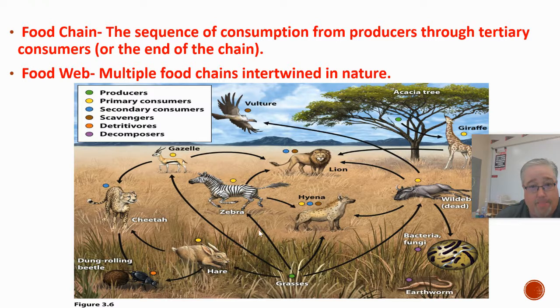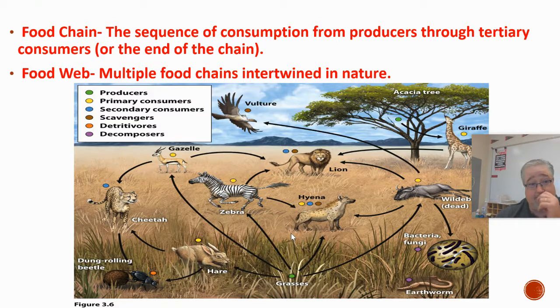If you look, the arrows are always pointing to the next trophic level. So, for example, the zebra, which would eat the grasses, would be a primary consumer. And then there's an arrow pointing away to the lion. The lion, in this case, would be a secondary consumer. So right there, you have a nice little food chain within our food web. Now you'll also notice that there's another arrow leading away from the zebra. This is the hyena. So the hyena and the lion, I suppose you would say, are in competition with each other for this resource.